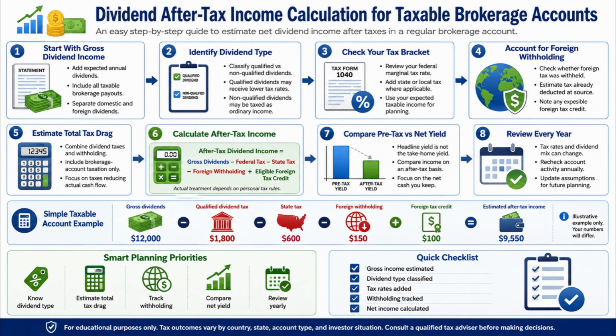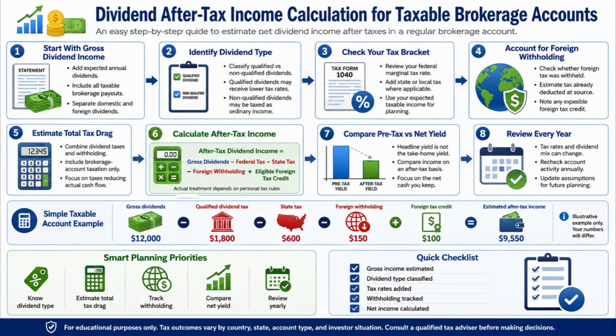After that, check your tax bracket. Your dividend tax result depends on your federal marginal tax rate, and in some places, state or local tax may also apply. So, use your expected taxable income for the year to estimate which tax rate may apply to your dividend income. This helps you avoid overestimating how much dividend cash you will actually keep.